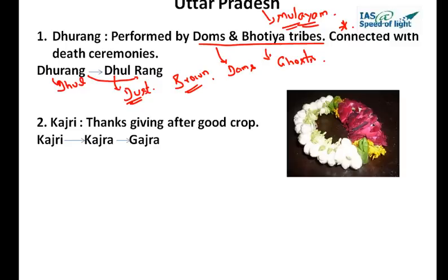The second dance which we want to remember for Uttar Pradesh is Kajri dance, and it is a thanksgiving after good crop. So again it becomes very important, linked with ecology or agriculture. So Kajri becomes Kajra and Kajra becomes Gajra. Gajra is this kind of thing which women wear on their head. So you see a woman dancing with a special focus on the Gajra she is wearing, and she is dancing after the good crop.